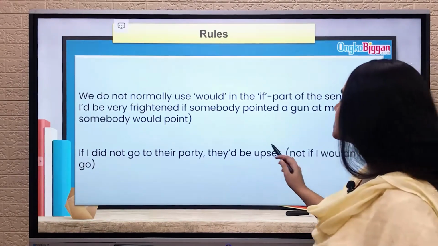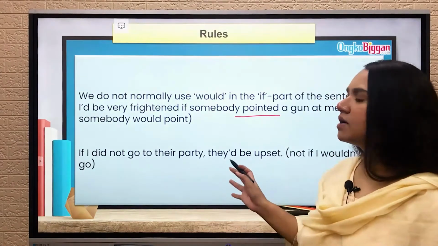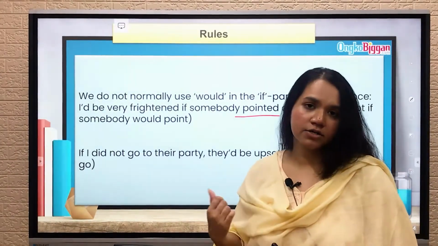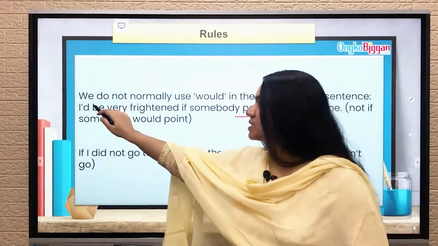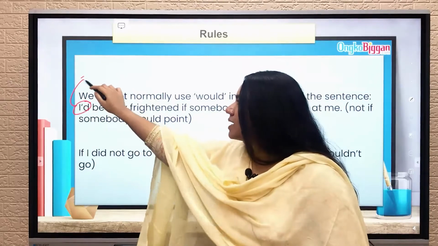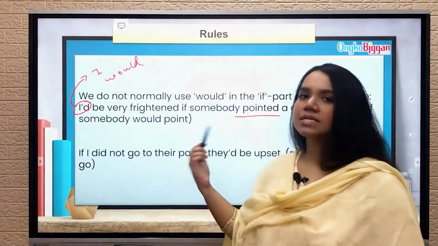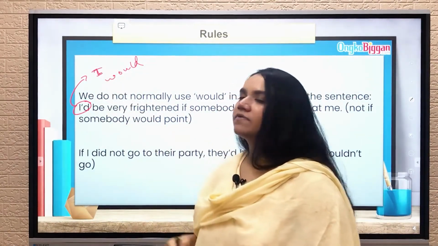I will not say "if somebody would point a gun at me." Okay? So, this is another rule that you have to totally consider while writing your answers. I would be very frightened here. In the first half, I have actually used the word would, right? Because I actually means I would. So in the first half, or in the main clause, I have put the word would.